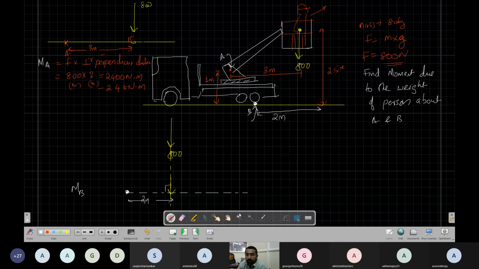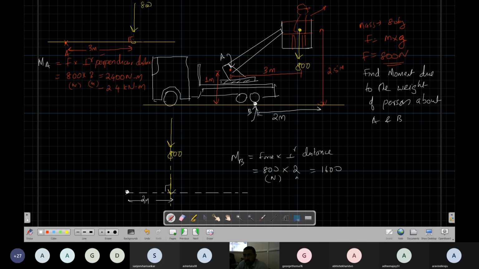What is this distance? This is given as 2 meters. So my MB equals force times perpendicular distance. The force is 800 Newton and the perpendicular distance is 2. So this is 1600. The unit is Newton meter. I can also write this as 1.6 kilonewton meter. This is the moment.